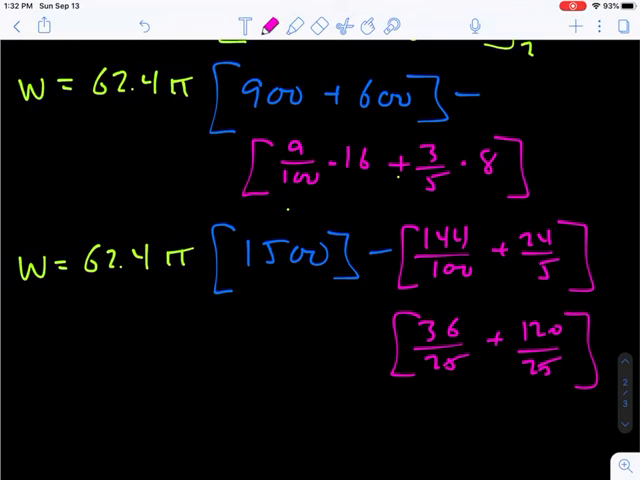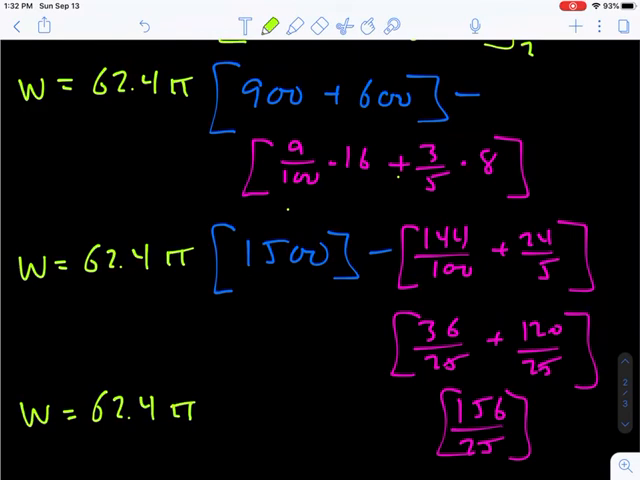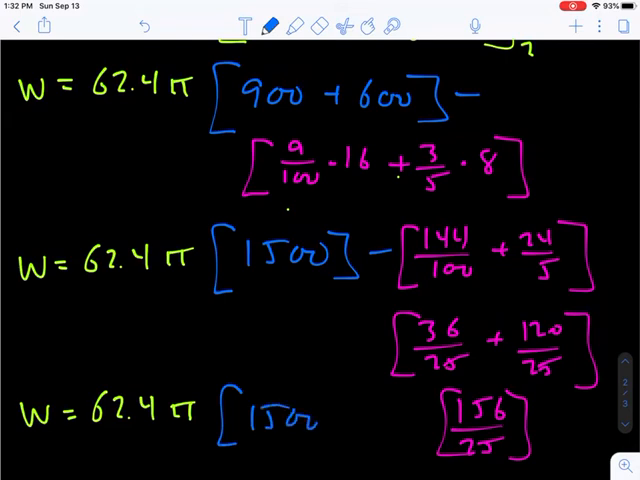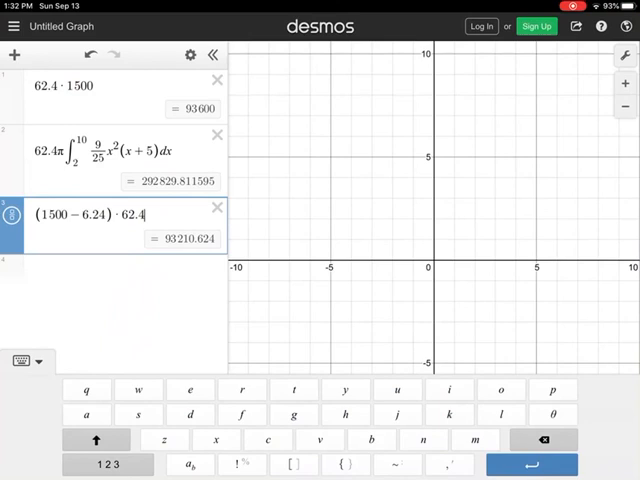And so that is 156/25. And so we have, putting it all together, 62.4 pi. And in blue, now I have times the 1,500 minus that. And of course, that's all of that. All right. So what does all of that end up being? If you put that into Desmos, which I've already done, 1,500 minus 6.24 times 62.4 is 93210.